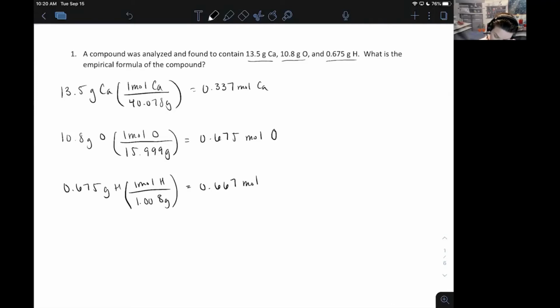0.667 moles of hydrogen. Now, we're going to take our smallest number, our calcium, and divide all the rest of them by that value. So we're going to divide by 0.337. And we get 1 here. We get 2 here and 2 here. So this gives us an empirical formula of CaO2H2.